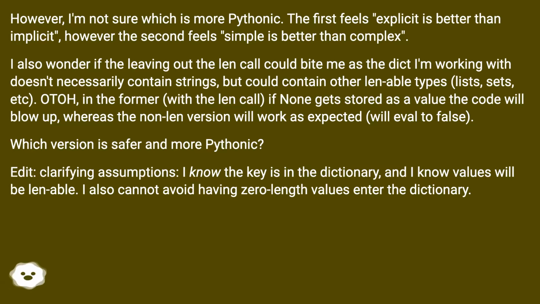Although, in the former, with the len call, if None gets stored as a value the code will blow up, whereas the non-len version will work as expected, will eval to false. Which version is safer and more Pythonic? Edit, clarifying assumptions. I know the key is in the dictionary, and I know values will be len-able. I also cannot avoid having zero-length values enter the dictionary.